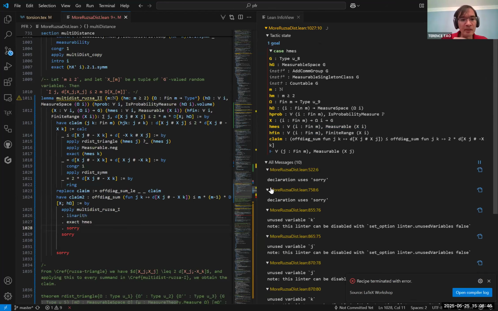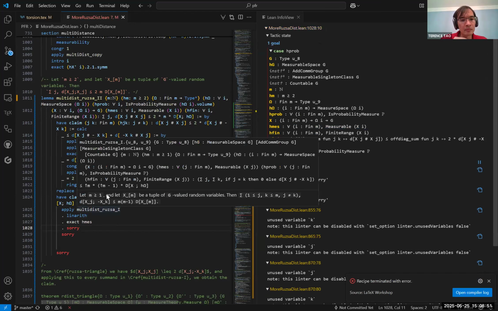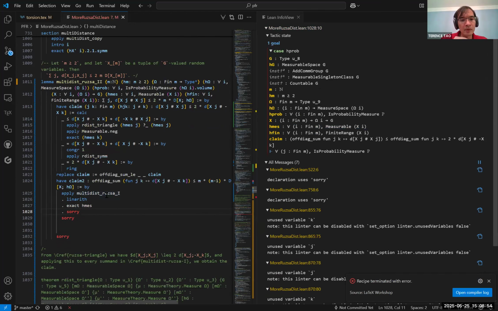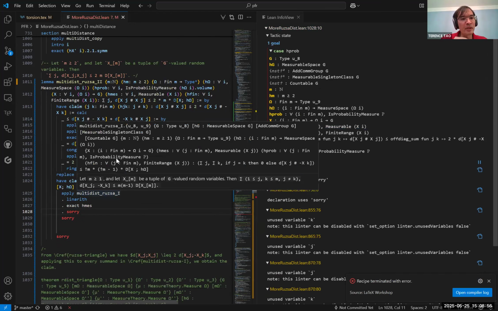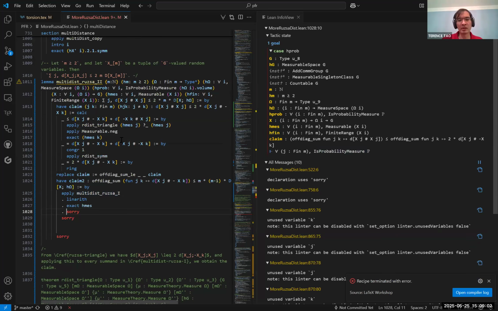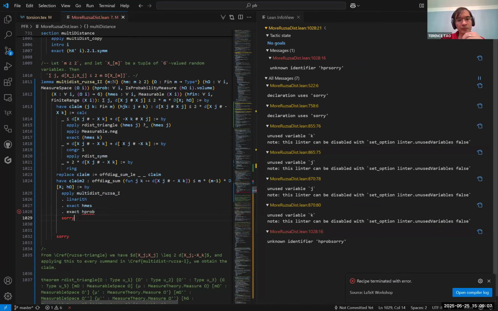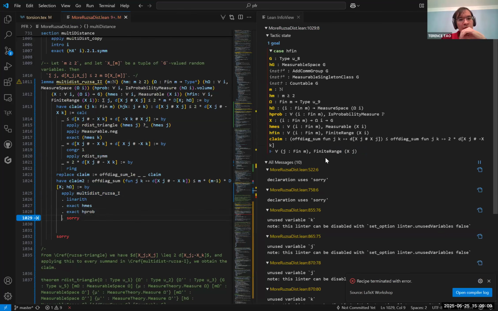Pilot has stalled a little bit. After measurability, the probability measure hypothesis. Yeah, so that's probably just hprob. And then finite range. Oh, that's supposed to be hfin. Okay. I have all my hypotheses for this, I think. It doesn't like this one for some reason.